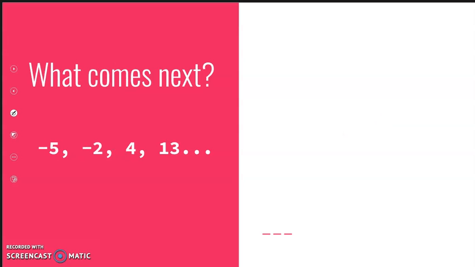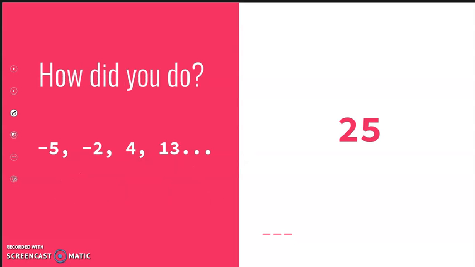Let's look at one more number pattern. To get from -5 to -2, it looks like we're adding 3. To get from -2 to 4, it looks like we're adding 6. And to get from 4 to 13, it looks like we're adding 9. Based on this pattern, one might assume that to get to the next term, we're now going to have to add 12, giving us 25.